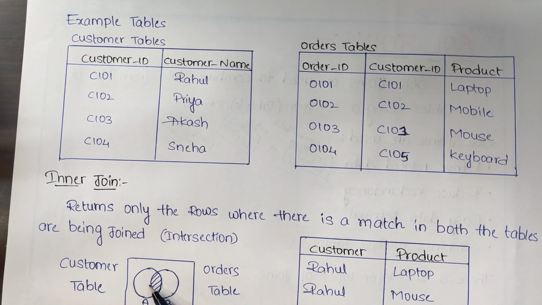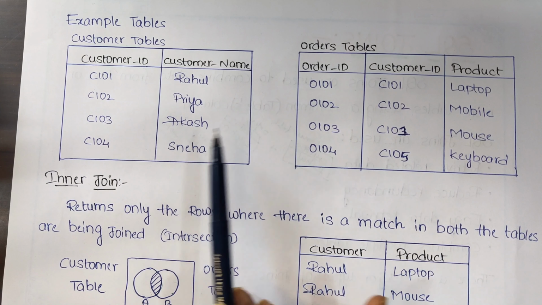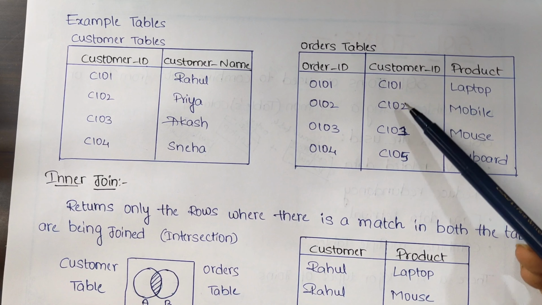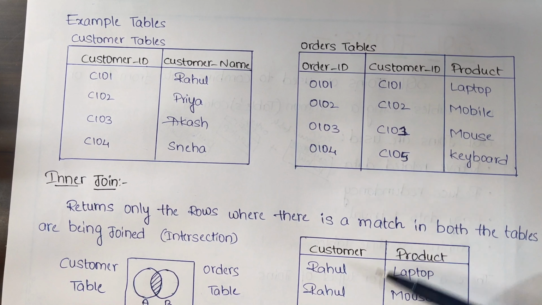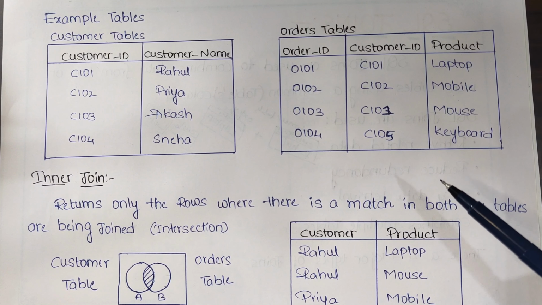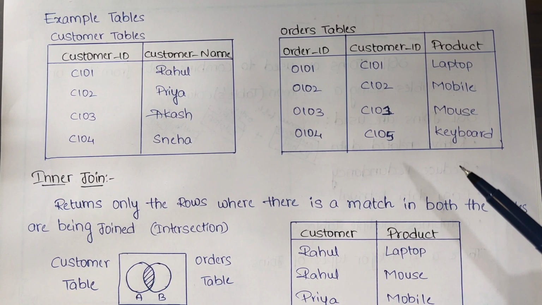This was retrieved. See, only the intersection part was considered, only the combined data. If we combine both tables, what are all the common records? See, we only have C101, C102 and C101. So only these three records are displayed here. In real life, this inner join is mainly used to find which customers placed an order.